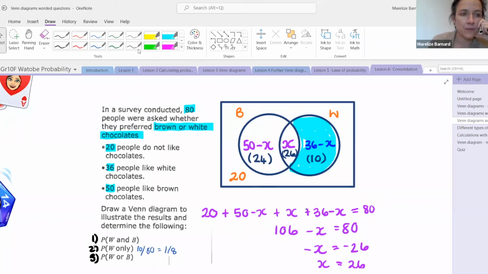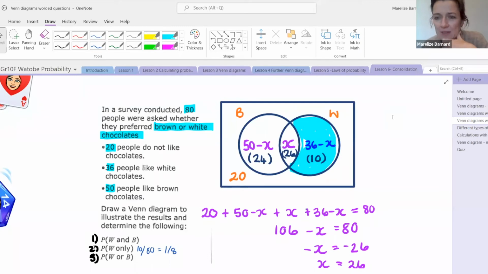Hello, ma'am. Hi there. How are you? I'm fine, thanks. How are you? Ma'am, I can't understand how we got the 1/8. The 1/8, so 10 people like white chocolate only, and there's 80 people in the sample, so it's 10/80, which simplifies to 1/8. Oh, okay. Thank you, ma'am. Okay.